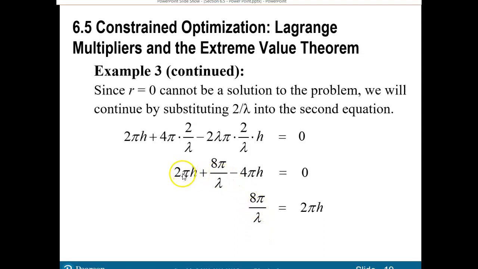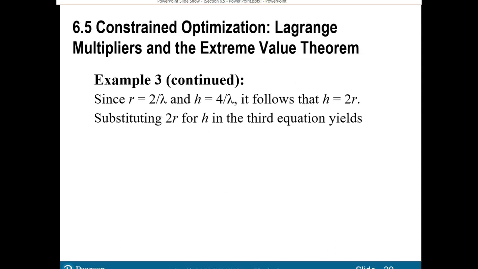So these two terms are like terms: 2 pi h minus 4 pi h. That's negative 2 pi h. If we move it over here, it's positive 2 pi h, equal to 8 pi over lambda. So if I solve this equation for h, dividing by 2 pi on both sides, the pi's cancel, we get 4 over lambda equals h. Remember, we had already solved for r. That was this value. We're looking for h here. So r equals 2 over lambda, h equals 4 over lambda. That would follow, if you were to solve this one for lambda and plug it in here, or vice versa, that h equals 2r.